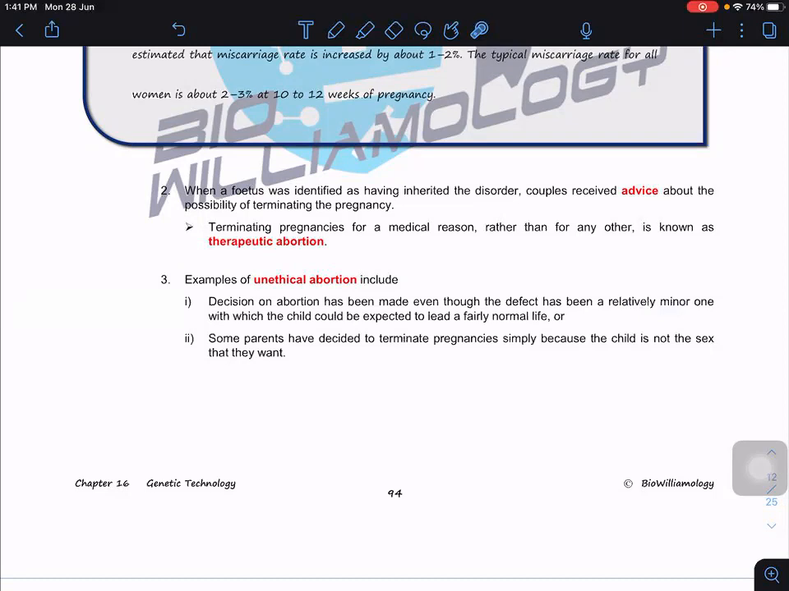Okay, so some parents decide to terminate pregnancy simply because the child is not the sex that they want. For example, they want a daughter, but when they check the screening, they are told that the child has a very minor genetic defect. Very minor, basically this child will be able to survive. But because it's not female, not a daughter, they terminate. Okay, so this is called unethical abortion.